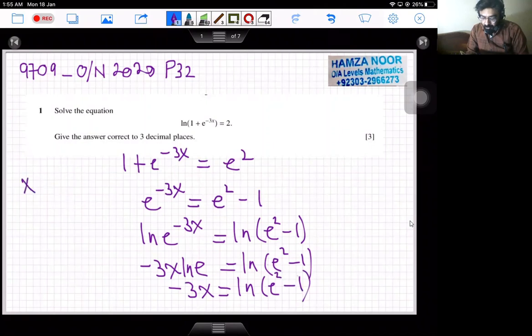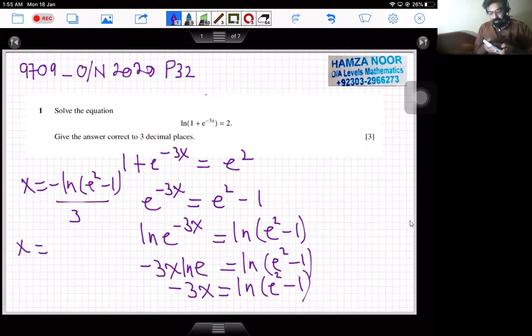So minus 3x is equal to ln(e squared minus 1). So x will be equal to minus ln(e squared minus 1), and the whole thing divided by 3. Just put this exact fraction in your calculator. Our answer must be correct to three decimal places, so this is minus 0.618. All right, let's move towards the next question.